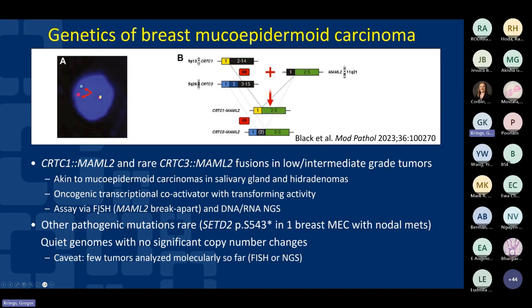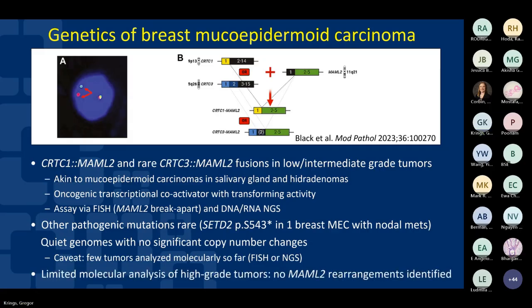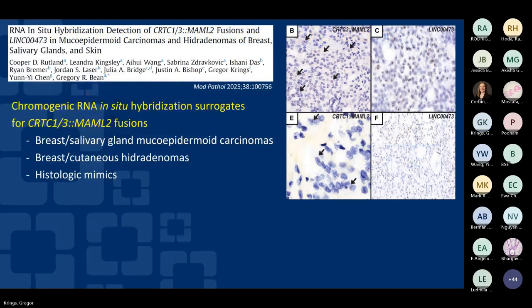There's only been one other pathogenic mutation so far identified in a low-grade mucoepidermoid carcinoma, although I would say that very few of these tumors have so far been analyzed molecularly. And so far, there's been only molecular analysis of 2 high-grade tumors, none of which showed MAML2 rearrangements. So this is something you see most commonly in lower and intermediate grade tumors, which again mirrors what is seen also for the salivary gland.